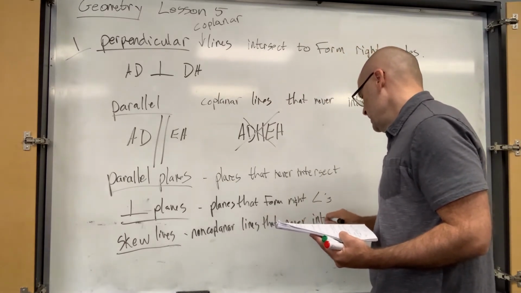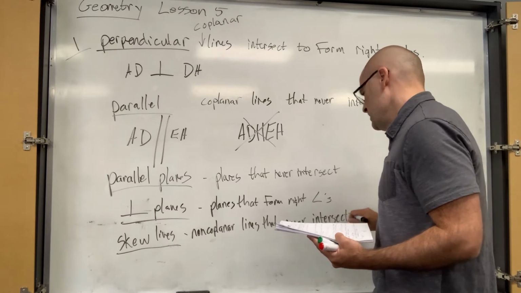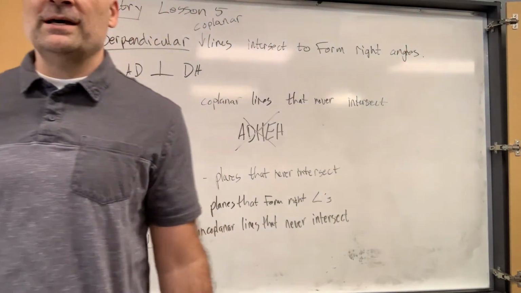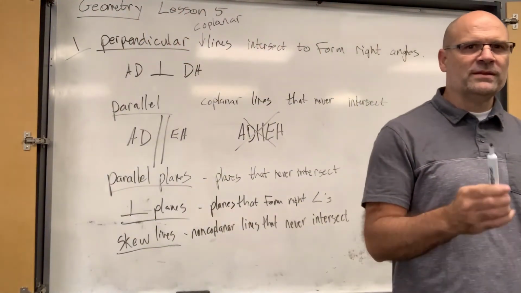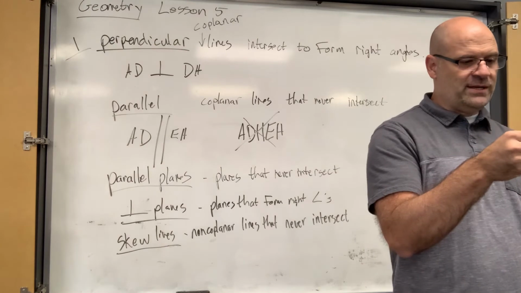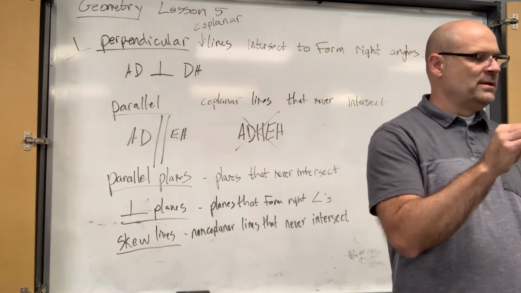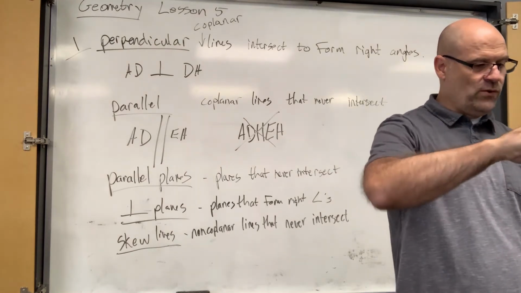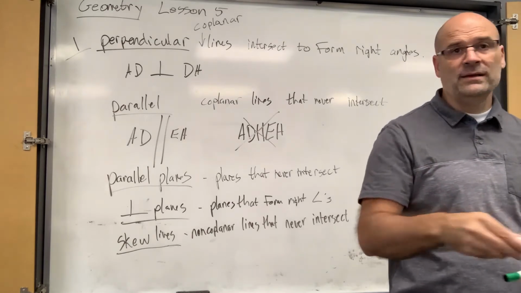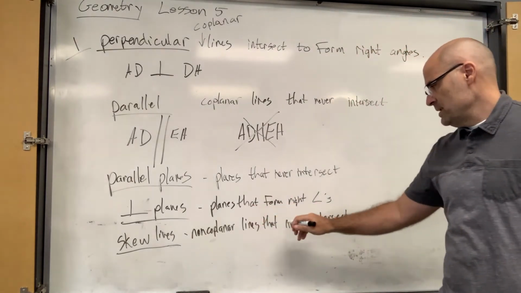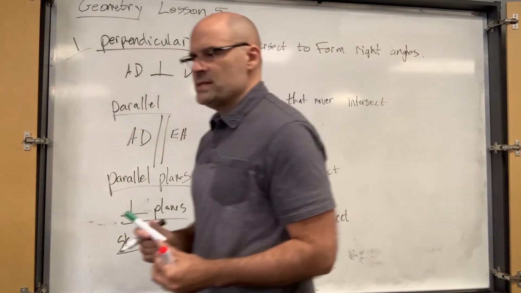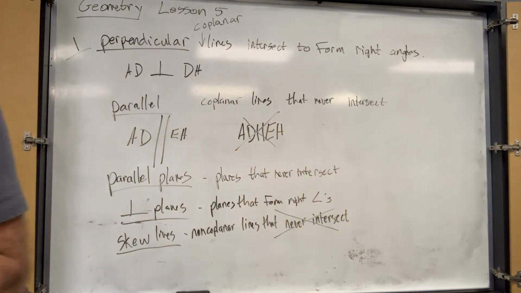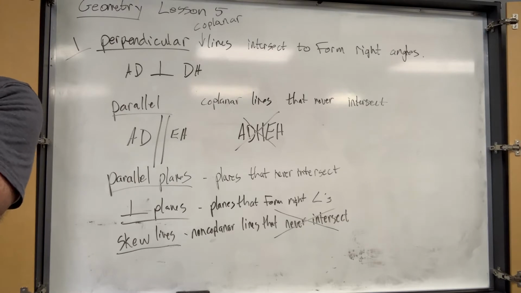Okay, and really you can just say non-coplanar lines, because if two lines intersect, they're always coplanar, because no matter how you draw it, they always form a plane. So you really don't need those three words, because non-coplanar lines are always skew. Okay, so these are skew lines.